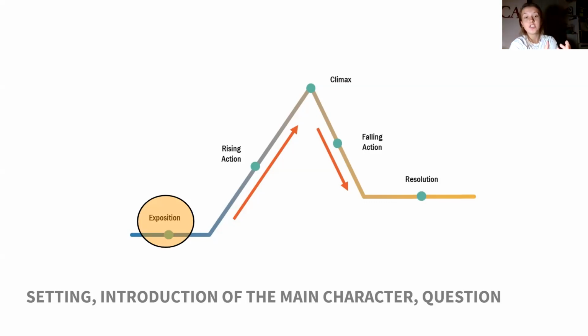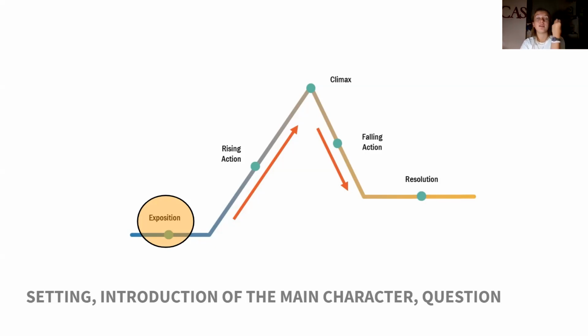Are they poor? Are they rich? Are they angry? Are they sad? How many family members do they have? Did a family member die, right? So all of the basic information of the character is what we learn here. So we begin to learn about what kind of life they've led so far. Have they had a good life? Have they had a bad life? What kind of world are they living in?